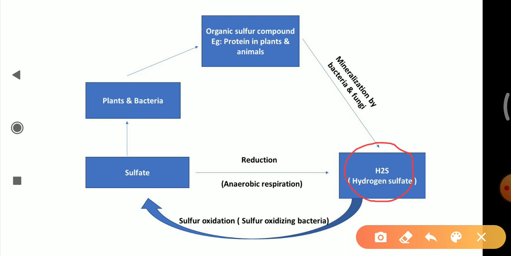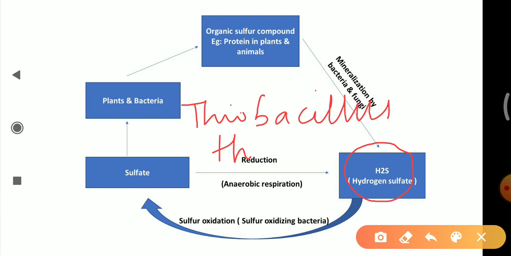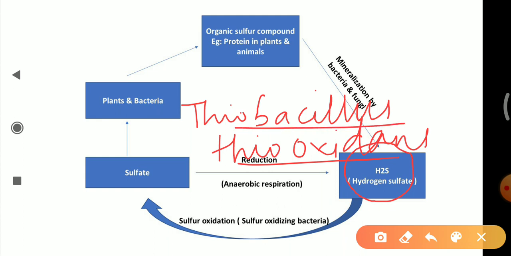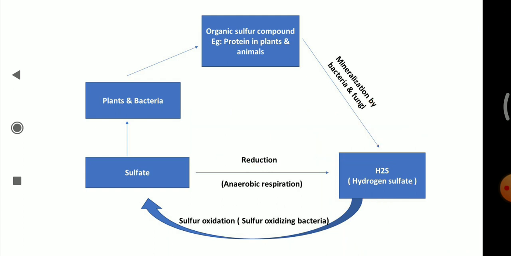Then H2S can be oxidized again to SO4 2 minus by Thiobacillus thiooxidans. The H2S that has been formed can be oxidized by sulfur-oxidizing bacteria to sulfate by Thiobacillus thiooxidans. This is what the sulfur cycle is all about.